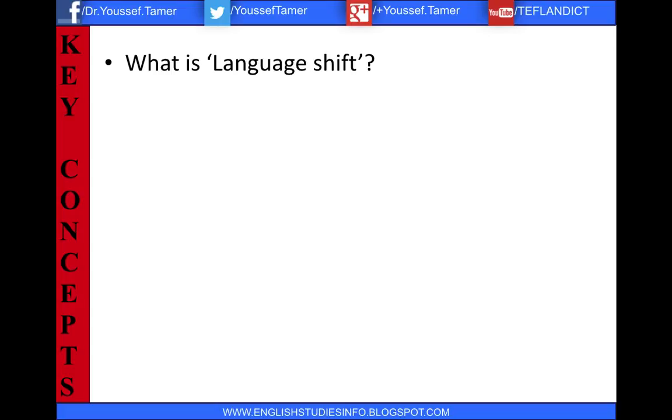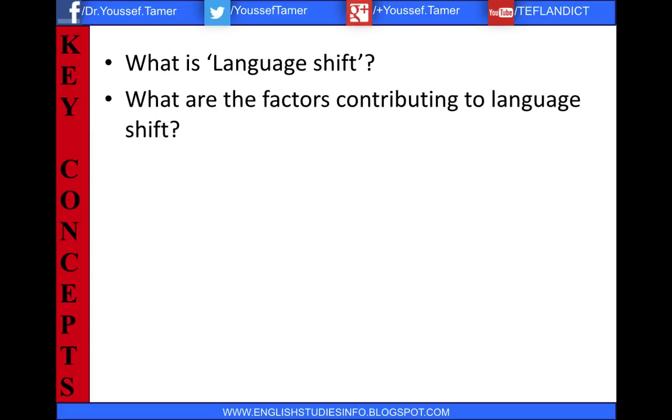Shift here, we're talking about shift from one language to another. Okay, we will have a look at that. What are the factors contributing to language shift? What are the reasons? So we will see what is language shift, what it means, and we will try to see the reasons for language shift. What are these factors contributing to language shift?